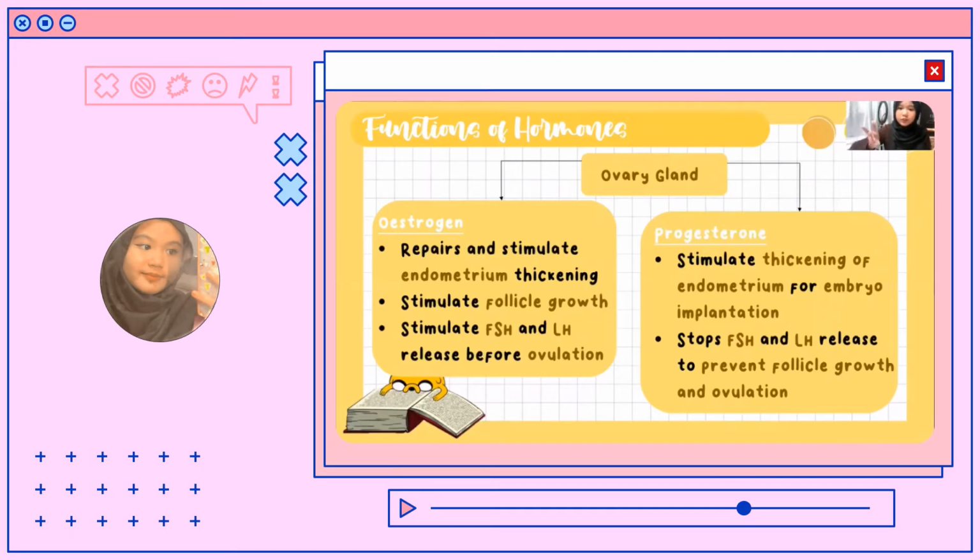So what is the function of estrogen? Estrogen will repair and stimulate the endometrium thickening, stimulate the follicle growth, and stimulate follicle stimulating hormone and luteinizing hormone release before ovulation. And progesterone has some functions too, which are to stimulate the thickening of the endometrium for embryo implantation and stop the follicle stimulating hormone and luteinizing hormone release to prevent follicle growth and ovulation.